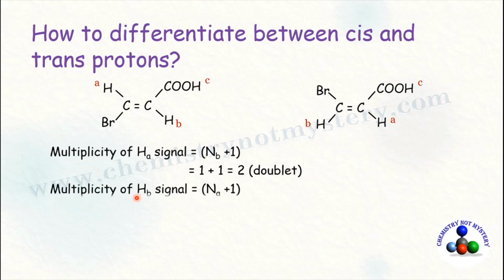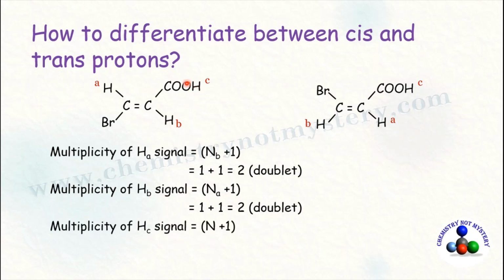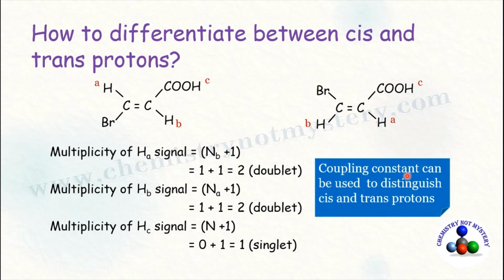Now calculate the multiplicity of proton B. For proton B, there is just one neighboring proton in both the isomers. So again here you will get a doublet for proton B as well. For proton C, there is no neighboring proton present in both the isomers. So in both the cases, proton C will give a singlet. So here you have observed, just on the basis of multiplicity, we cannot differentiate between cis and trans protons of both the isomers. But coupling constant can distinguish between cis and trans protons.